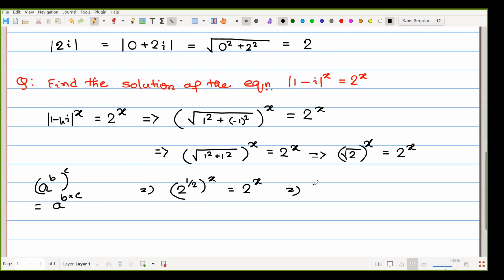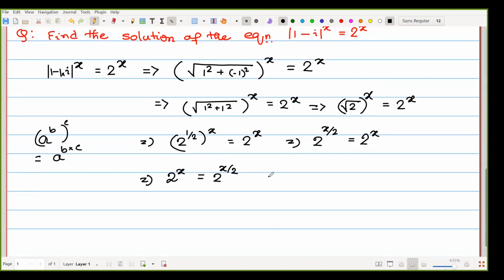In the same way, using the property of index, we can write the left hand side as 2 to the power x by 2, and the right hand side is as usual 2 to the power x. Now we are dividing, that means we can write 2 to the power x on the left hand side and 2 to the power x by 2 on the right hand side, for your ease. So 2 to the power x is equal to 2 to the power x by 2.